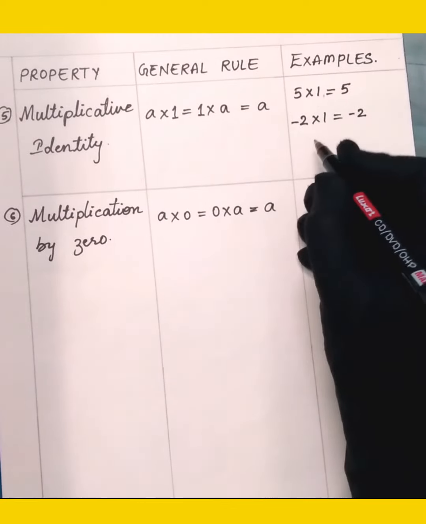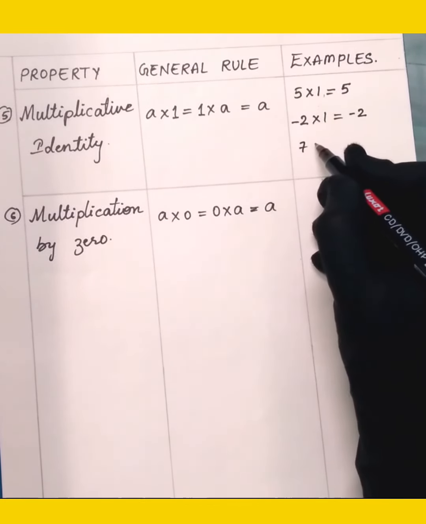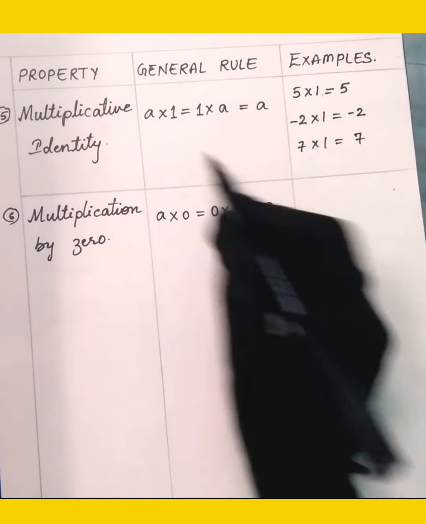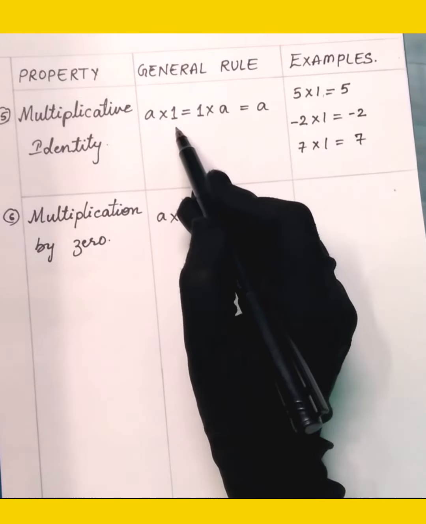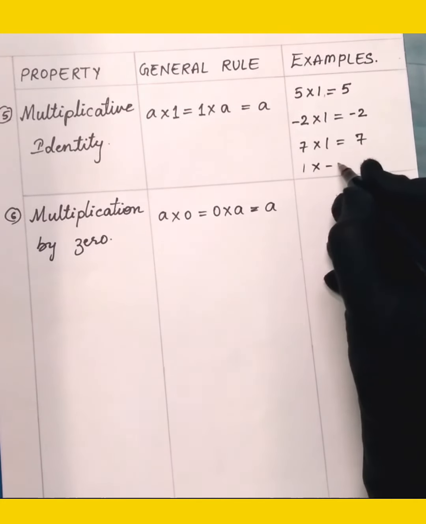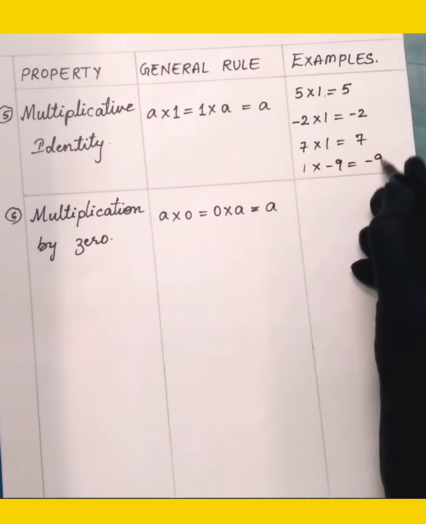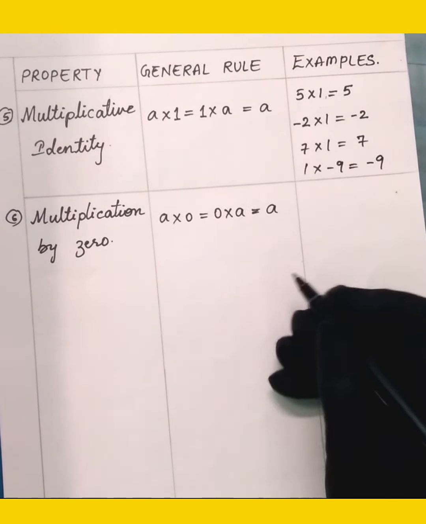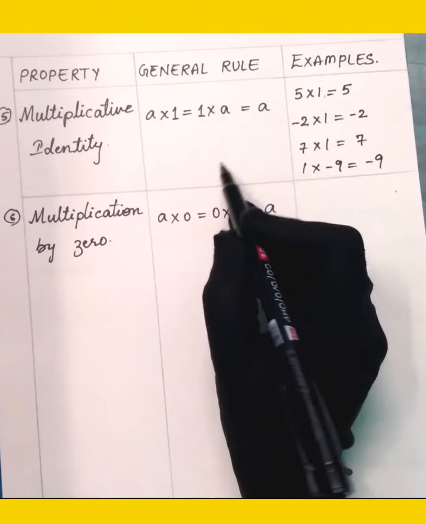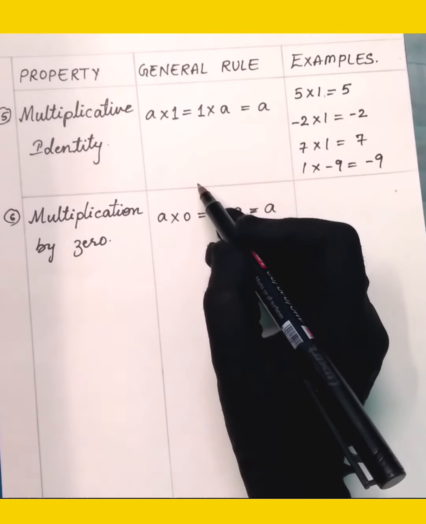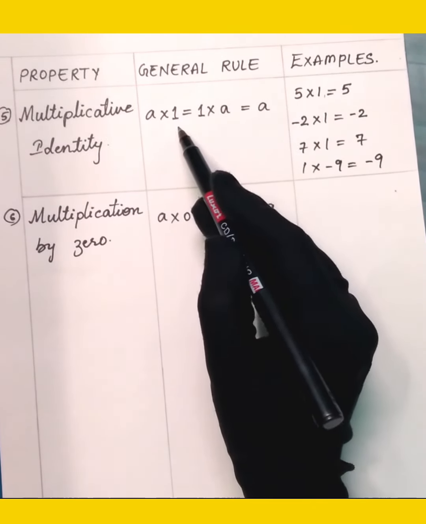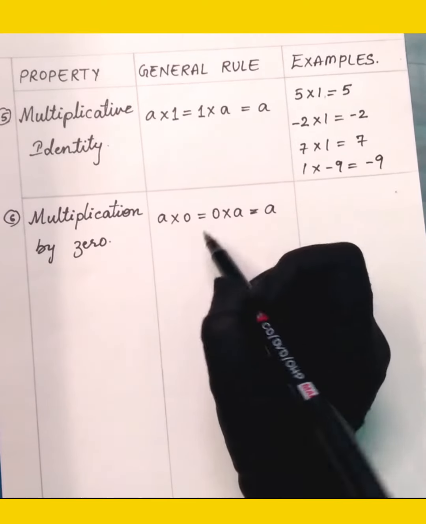So let's take one more example. 7 into 1 is equal to 7 only. So here, whatever integer you take and multiply it with 1, it does not change the value. Let's take 1 into minus 9, which is equal to minus 9 only. So here what we can understand is that for any integer a, when you multiply it with 1, it does not change the value of the integer. And here the 1 is called the multiplicative identity for integers.